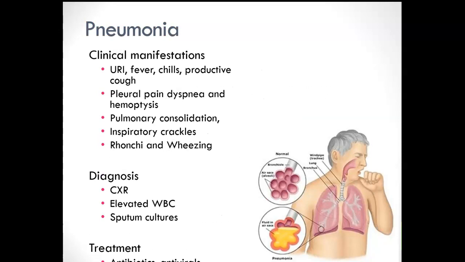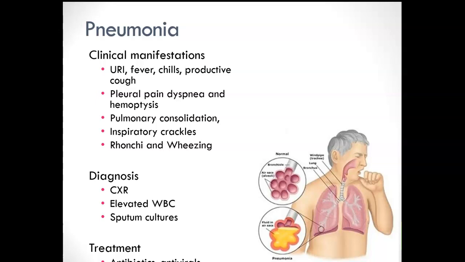Clinical manifestations of pneumonia: upper respiratory infection, fever, chills, productive cough. If they have an upper respiratory infection, a lot of times that travels down to their lungs. I don't know about any of you, but I almost never have just an upper, like, sinus infection without it going down to my lungs. That's probably because I have asthma, but it's a common thing. So pleural pain, dyspnea, and hemoptysis.